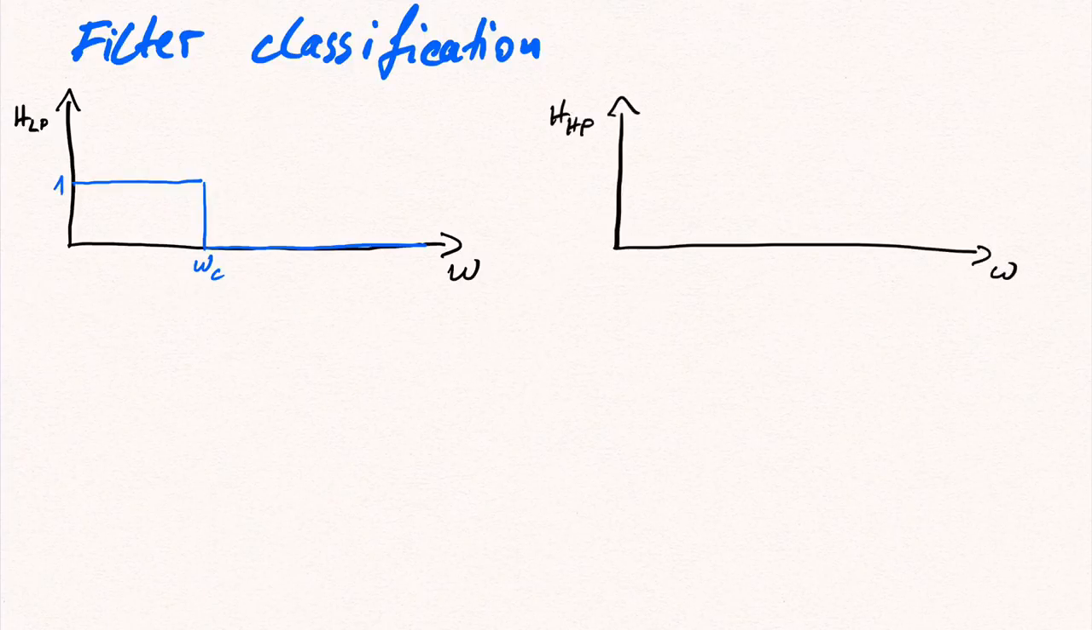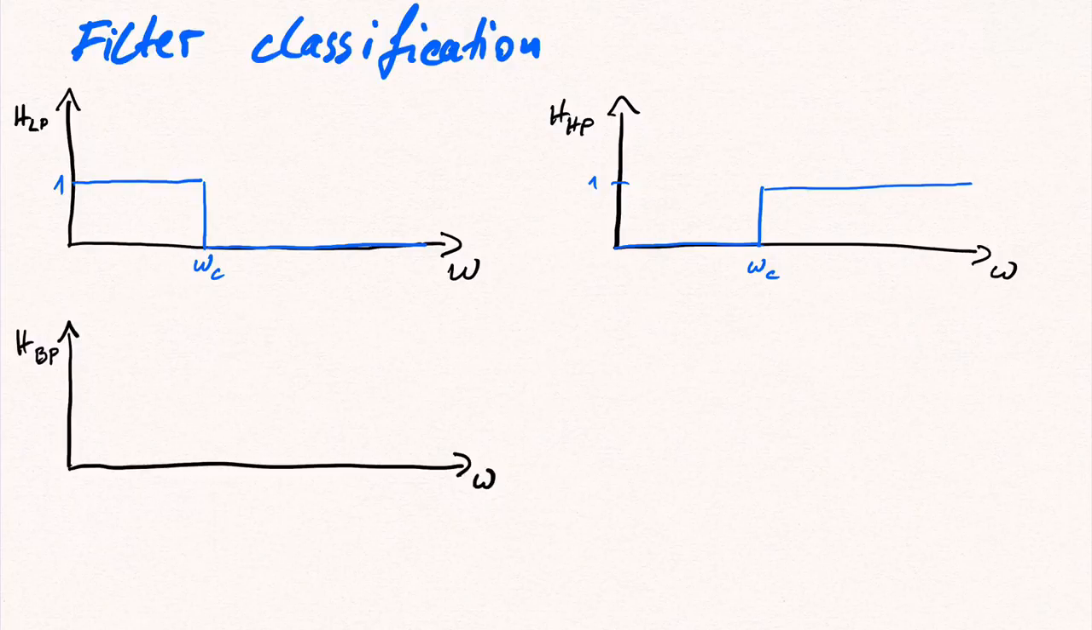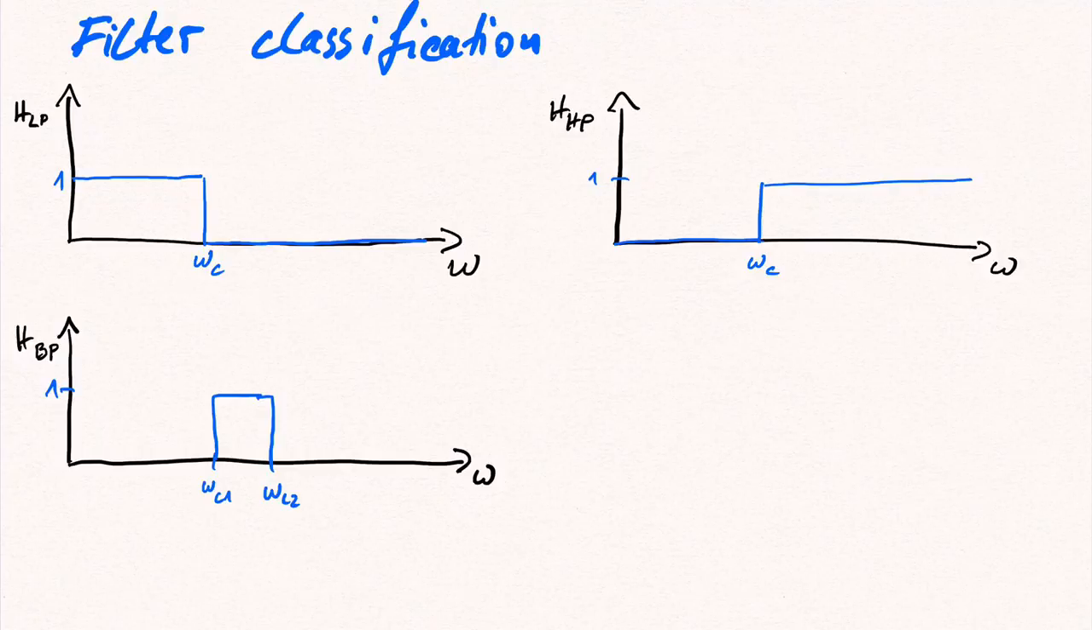In contrast, the frequency response of an ideal high-pass filter is specified to be 0 for all frequencies up until the cutoff frequency omega c, and then 1 for all frequencies above the cutoff frequency. The frequency response of an ideal band-pass filter has 2 cutoff frequencies, omega c1 and omega c2. The frequency response for all frequencies in between those 2 cutoff frequencies is defined to be 1, and for all other frequencies the frequency response is equal to 0.